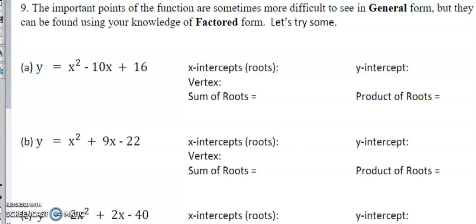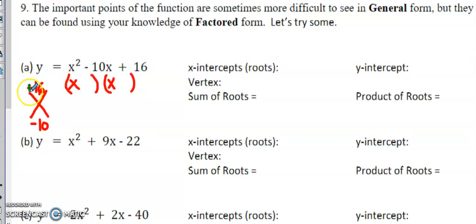We'll take a look at problem A together. So once you go ahead and work through problem A and find those roots, the y-intercept, the vertex, and the sum of the roots and product of the roots, turn the video back on when you're ready to look at A. This will be the last problem I'm going to do with you, and then again you're going to work on B, C, and D.